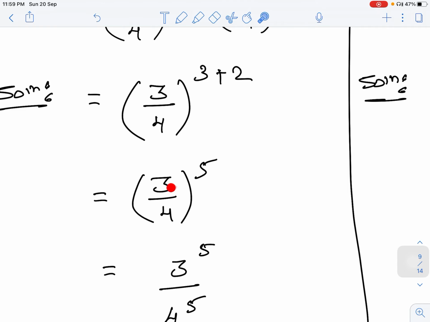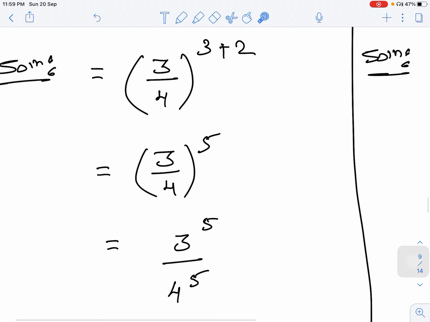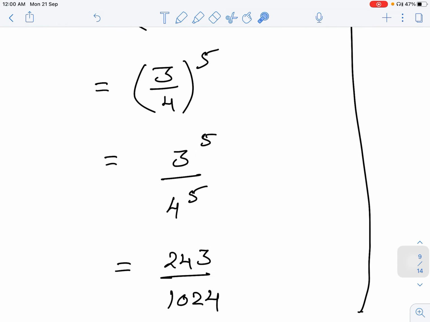Now this 5 is for both numerator and denominator. If you want, you can stop up to this step, then also it will be correct. But as per the requirement, if it is asked further to find its value, then you have to proceed further. Now this 5 we will write for numerator, at the same time denominator. So you will get 3 raised to 5, 4 raised to 5.